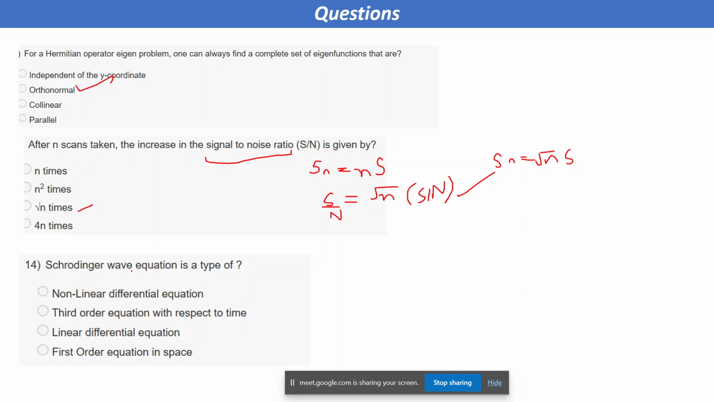Now the next question is, the Schrodinger wave equation is a type of non-linear differential equation, third order equation with respect to time, linear differential equation, or first order equation in space. Schrodinger wave equation. What is Schrodinger? Linear differential equation. What is the Schrodinger equation?